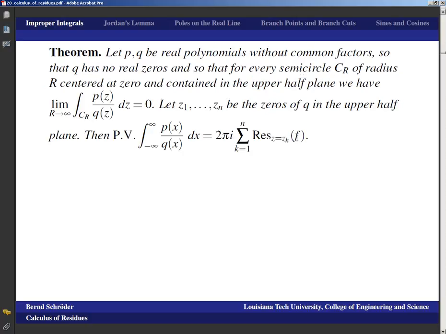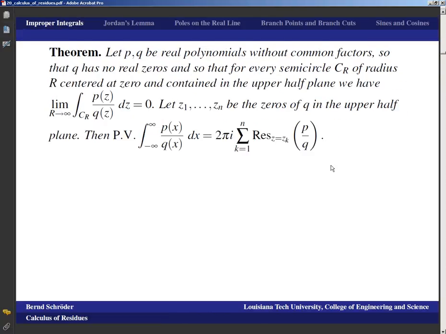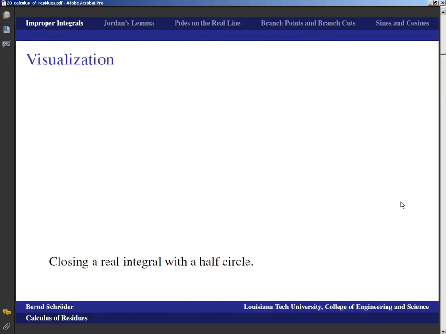I didn't say that f was equal to p over q, so let me fix that typo there. Okay, we're back, and the typo is fixed. Let's take a look at what we're doing there.